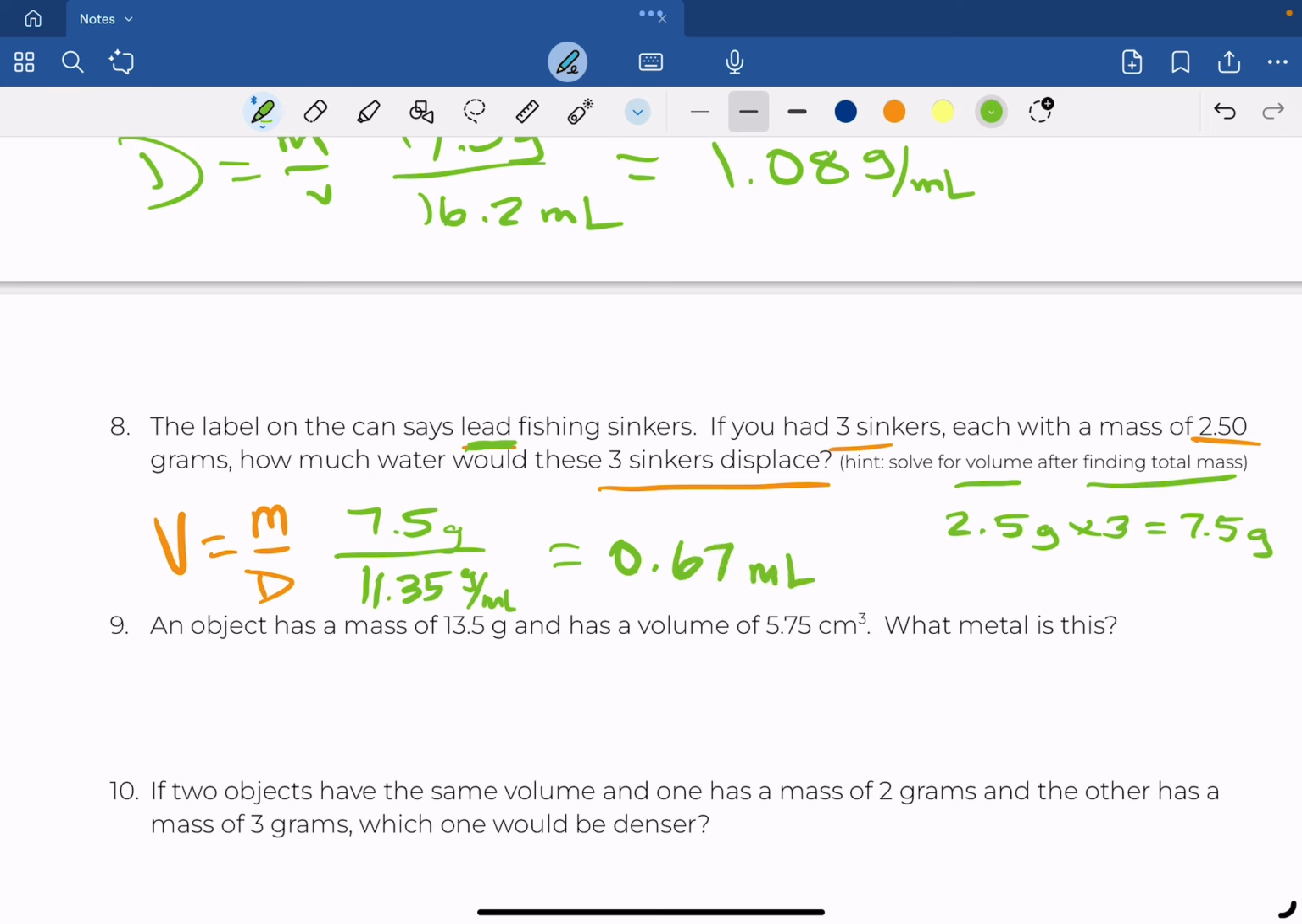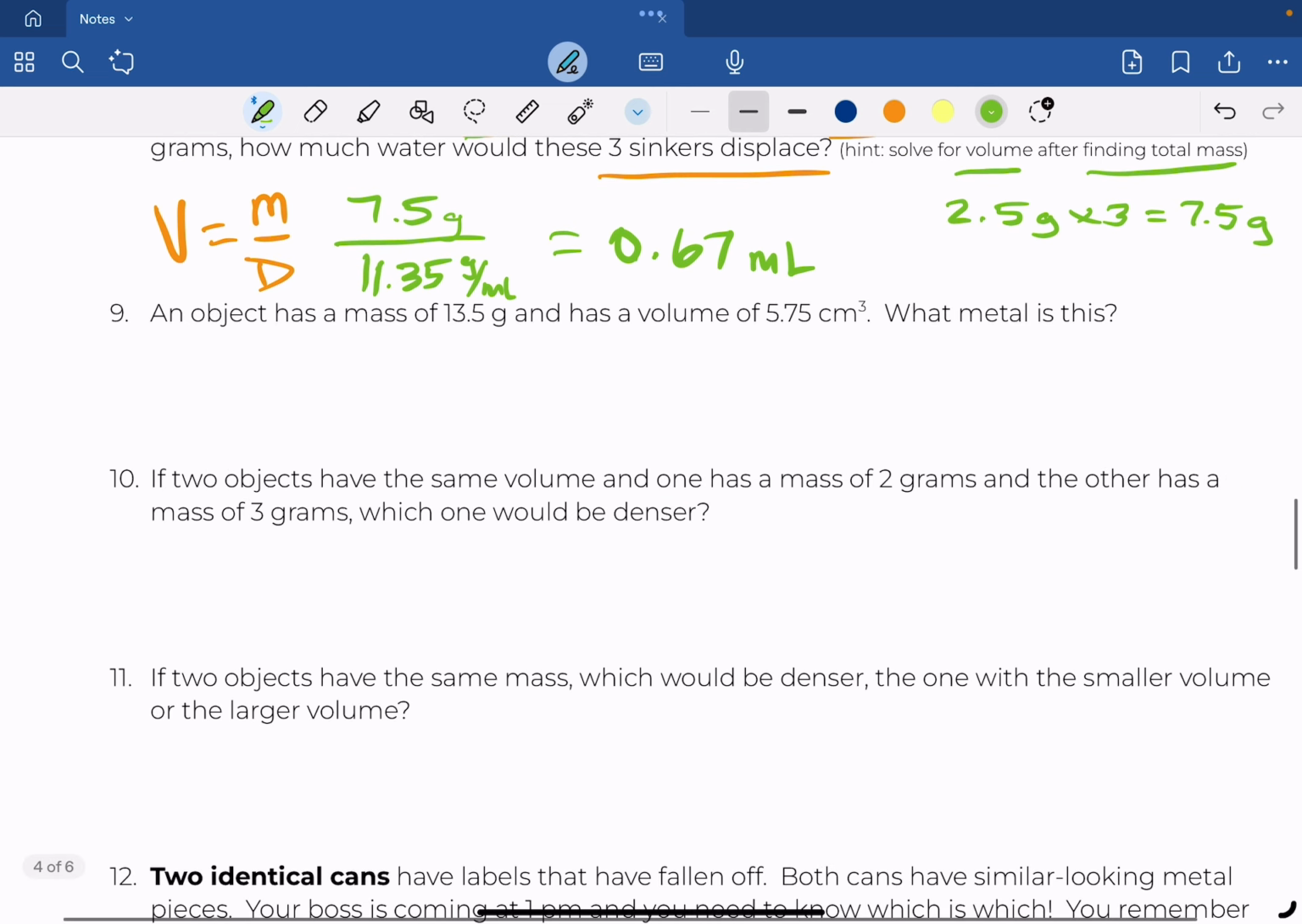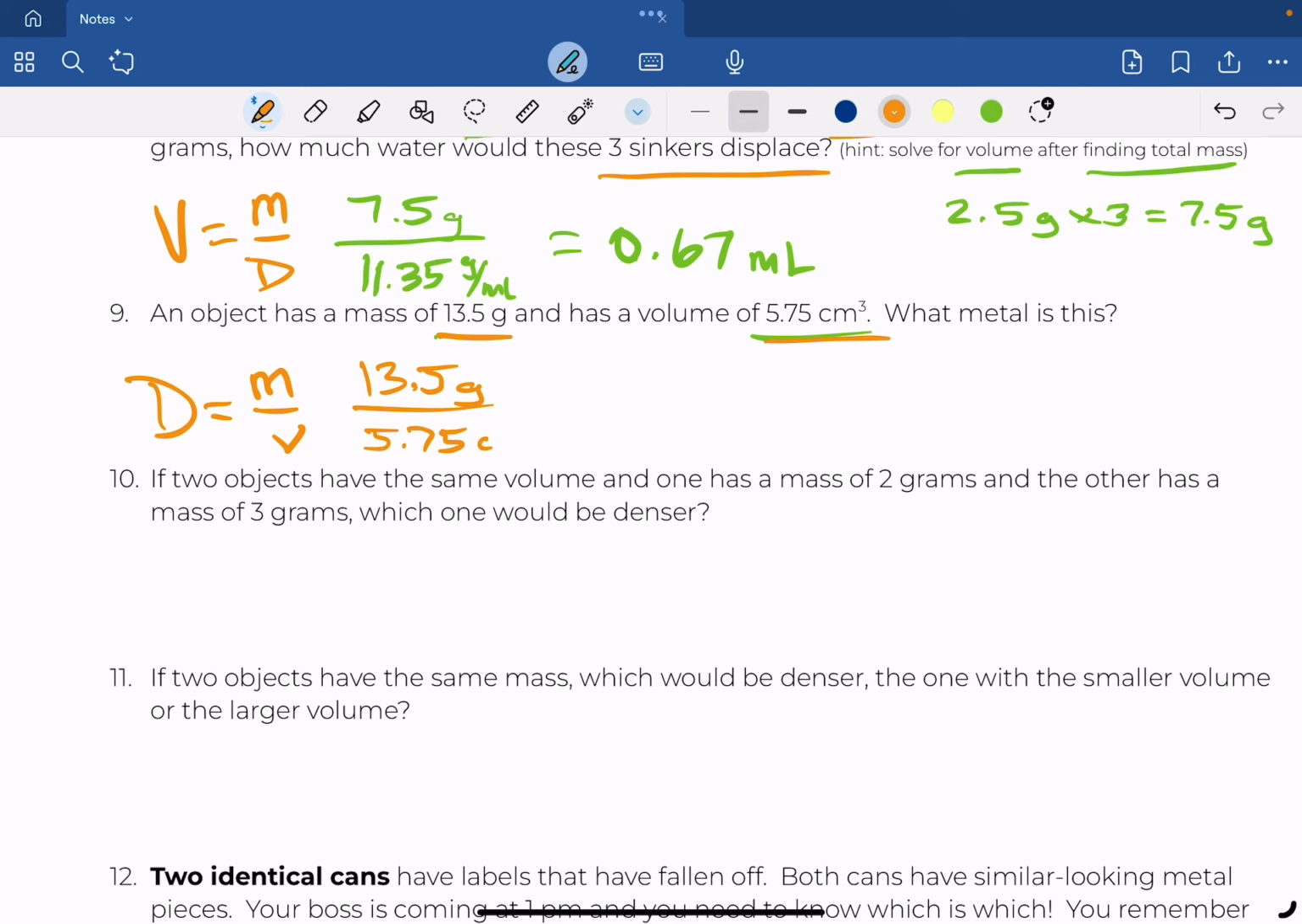And milliliters, if you kept it in centimeters cubed, that's fine too here. Either or works. Okay, awesome. An object, number 9, with a mass of 13.5 grams and a volume of 5.75 centimeters cubed. What metal is it? Well, if we're trying to identify the metal, we have a chart of densities on the top. We're also given grams and volume, so we know the other thing we don't have is density. So find mass first, 13.5 grams. Put that over your volume, 5.75 centimeters cubed.